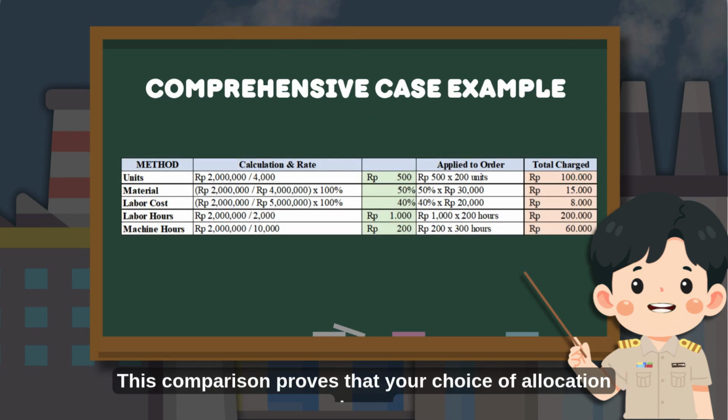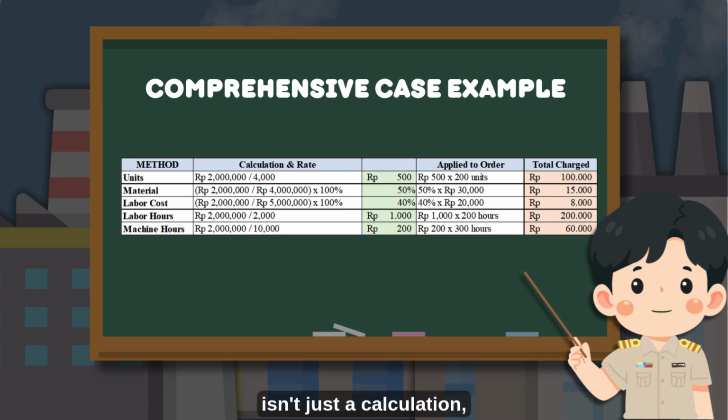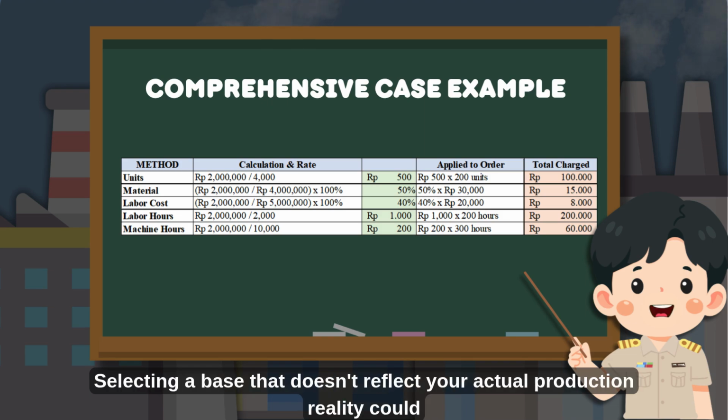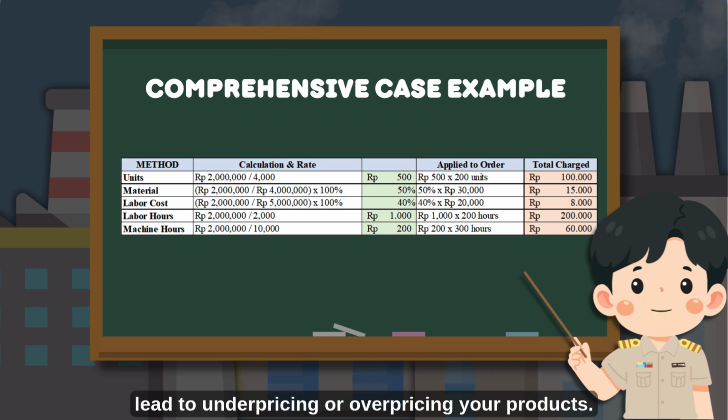This comparison proves that your choice of allocation base isn't just a calculation, it directly impacts your product's final price and company's profit. Selecting a base that doesn't reflect your actual production reality could lead to underpricing or overpricing your products.